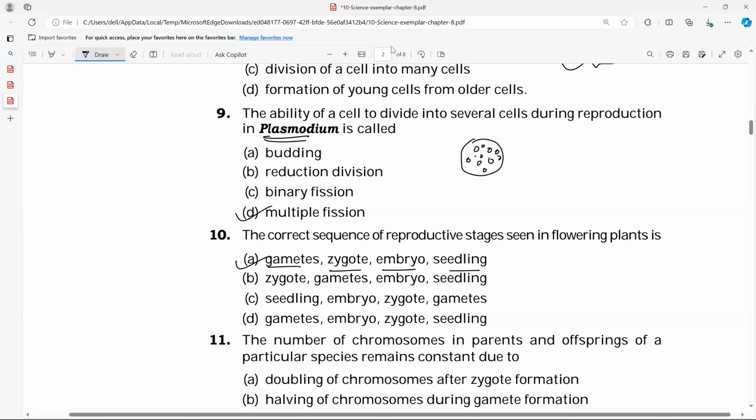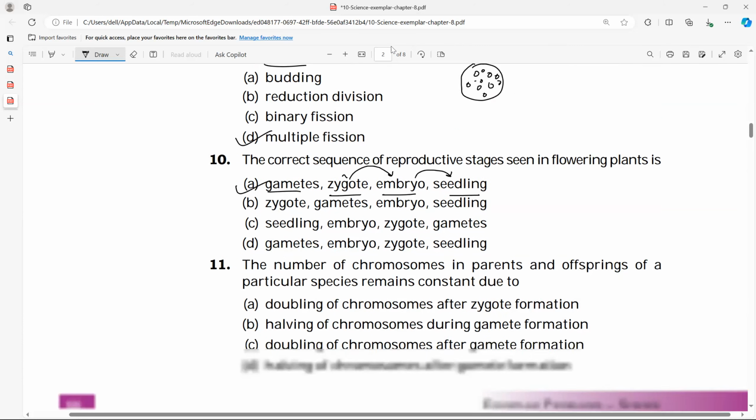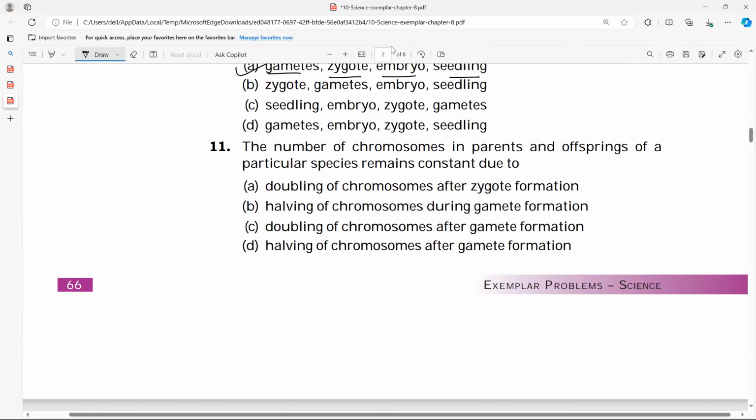Why? Because first the male and female gametes fuse together, they form a zygote, and this zygote is converted into an embryo, and then this embryo has converted into a seedling, which has the capability to give rise to new plants. Okay. Question number 11.